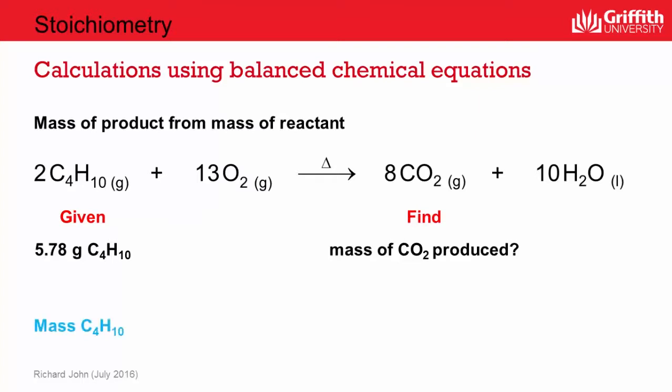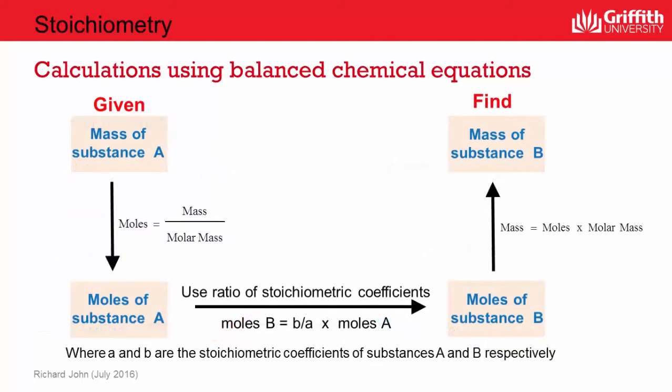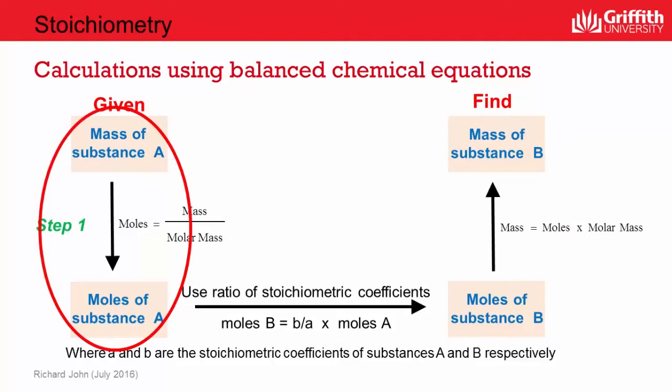Can I start with the mass of butane and go directly to the mass of carbon dioxide? The answer is no. I can't do that calculation directly. What I first have to do is, if I'm given the mass of a substance and I want to find the mass of another substance, I first have to go through this step of converting that mass into moles.